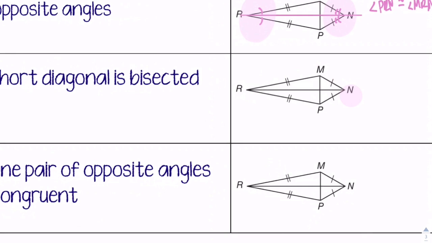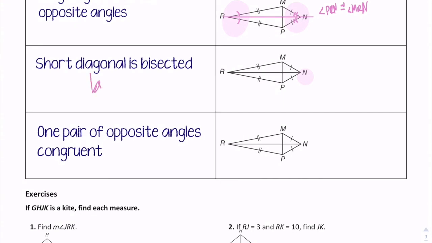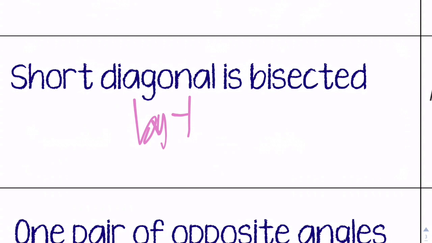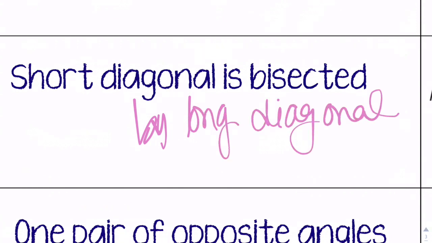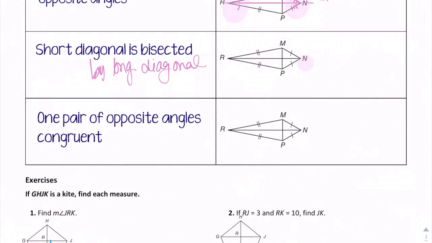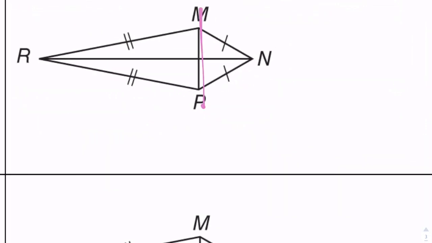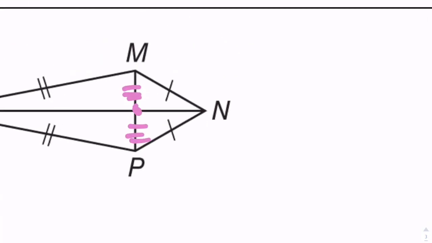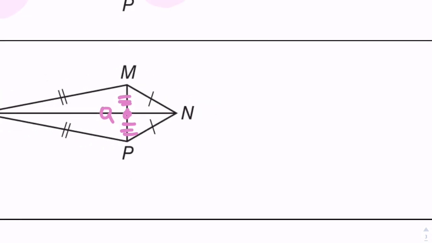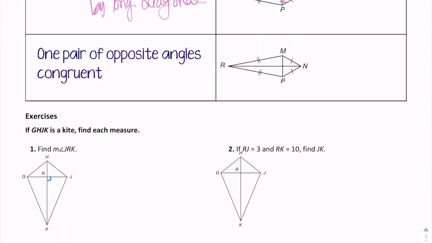Short diagonal is bisected. The short diagonal is bisected by the long diagonal. Okay. I also just kind of like to say the long diagonal bisects the short diagonal, whatever you want to say. Just know that this short diagonal right here is bisected. So those should make them 3. These are congruent right here. So if we label this point in the middle Q, let's say, we would say then that MQ is congruent to QP.